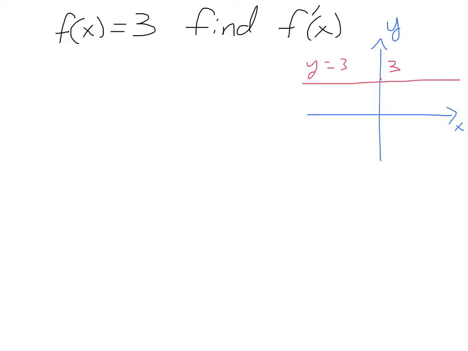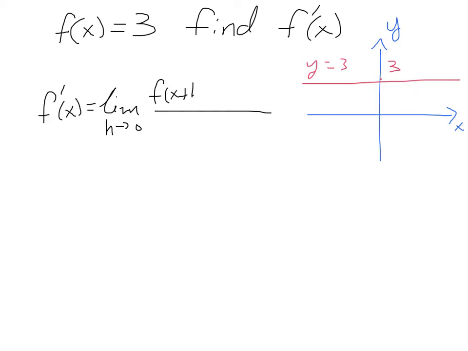All right, so the derivative is denoted by f prime of x, and by definition, the limit process is stated as such. The limit as h goes to 0 of f of x plus h minus f of x all over h. This thing here is called the difference quotient, and we're going to let h go to 0.